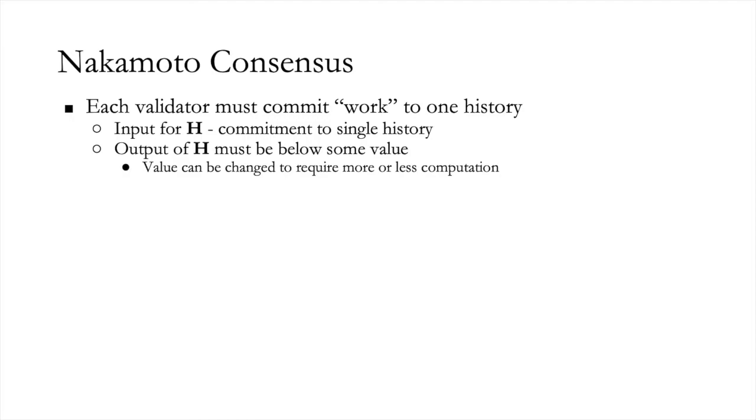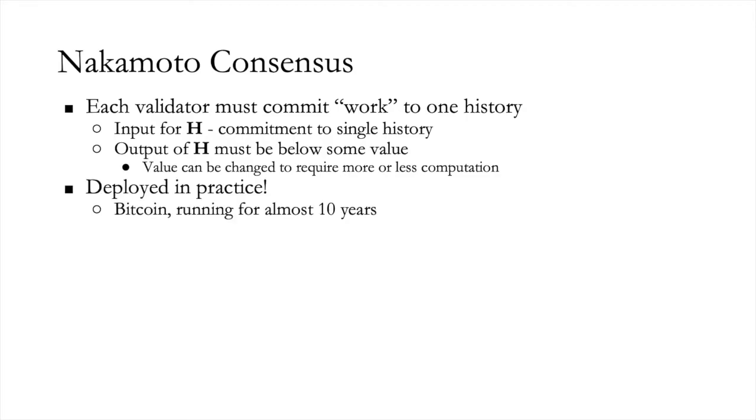This target value, which the output must be below, can be changed. This is the difficulty in Bitcoin, which can be adjusted according to the actual amount of mining power in the network, which can be measured automatically. So the difficulty can be adjusted every so often in Bitcoin, every 2 weeks. Nakamoto consensus is deployed in practice in Bitcoin, which has been running more or less successfully for almost 10 years. And it does solve many of the key problems.